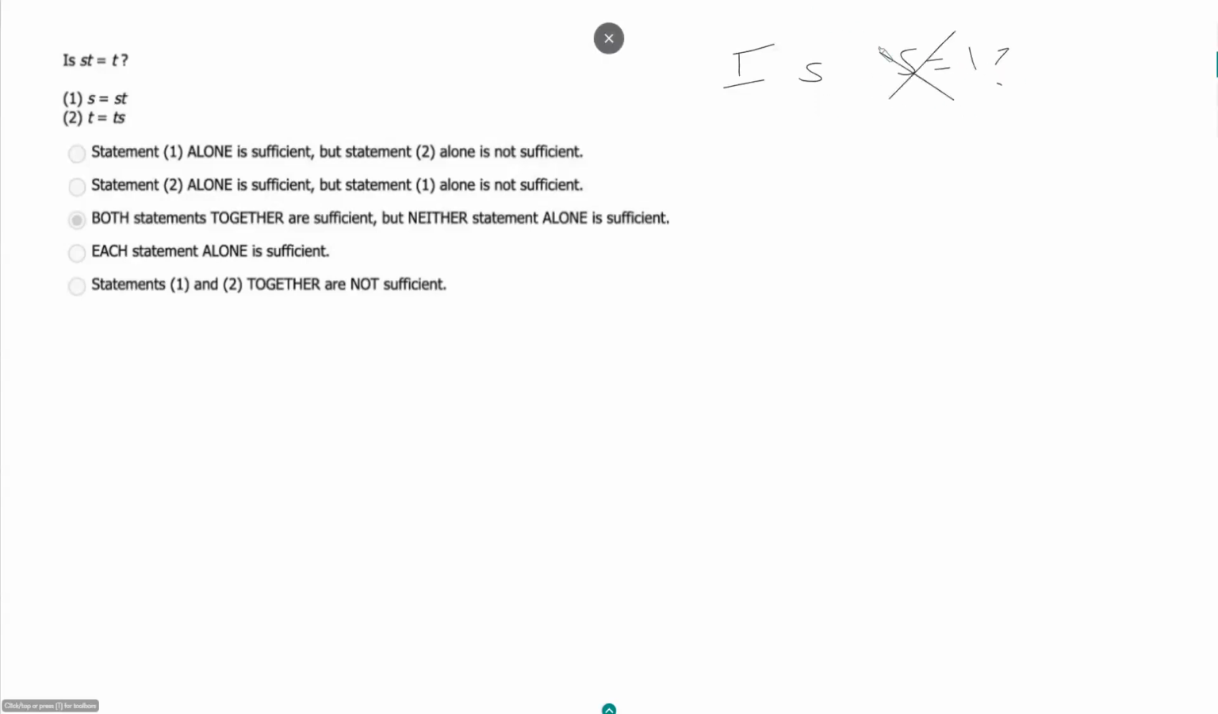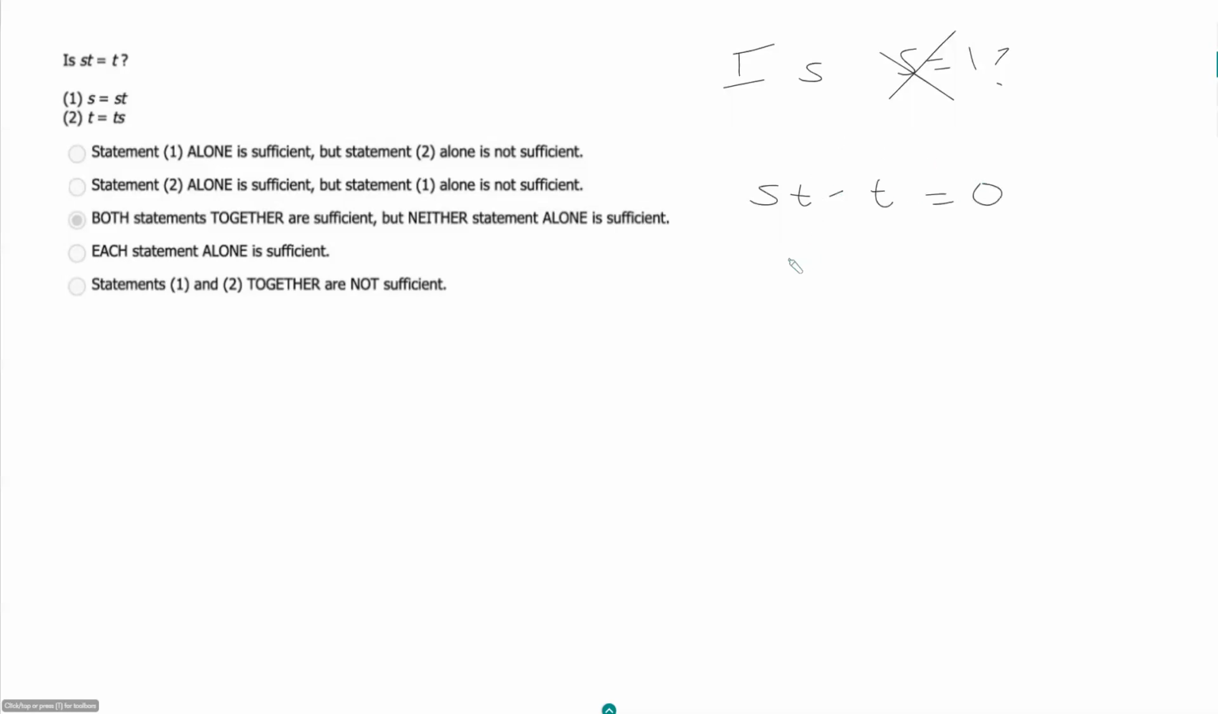Do not do this, because you cannot divide each side by t here, since we do not know if t is equal to 0. It is possible that t is equal to 0, and we can't divide by 0. So if we wanted to rephrase this, we can subtract t from each side. So we can rewrite it as: is st minus t equal to 0?